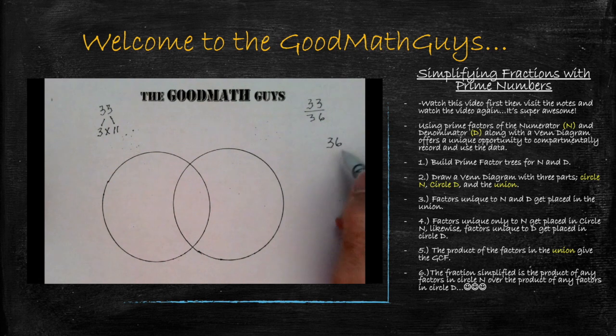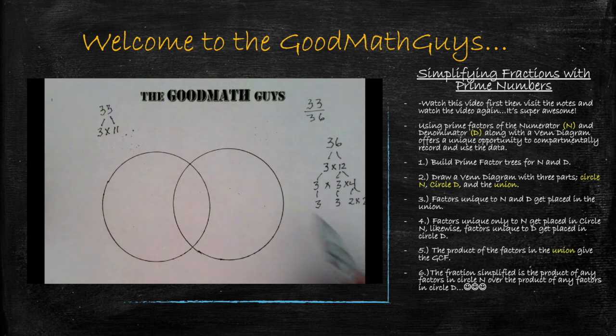Over here on the 36, we can start with, if we want to, 3 times 12, which is 36. 3 is prime, so it comes down. We factor the 12 to 3 times 4. Both of these 3's are prime, so they come down. And we factor the 4 to 2 times 2. Now we have all primes, 3's, 2's, both primes. So we're all prime here, so we're finished.